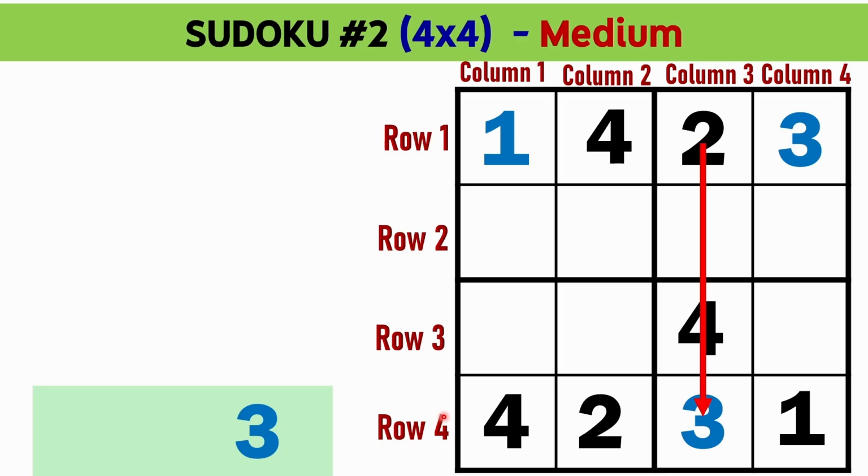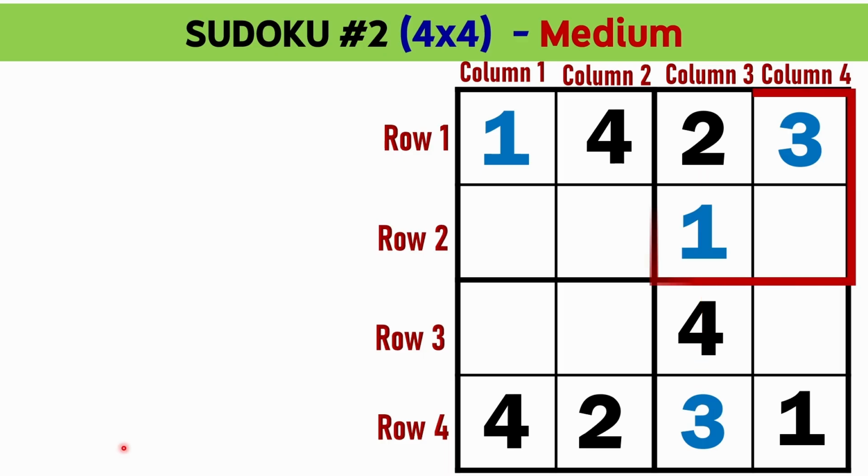Now, let's observe the rows and columns. Let's start with the ones that are easier to fill in. In column 3, we already have 2, 4, and 3. That means the missing number is 1. Looking at box number 2, we already have 2, 3, and 1. That means the missing number is 4. So we have 2, 3, 1, and 4.